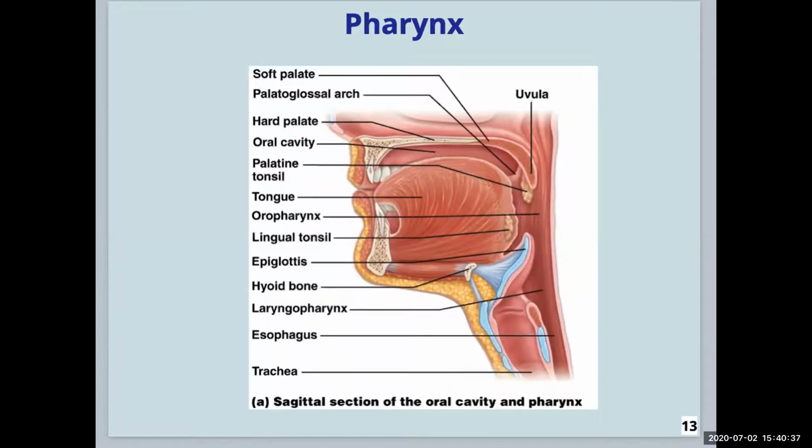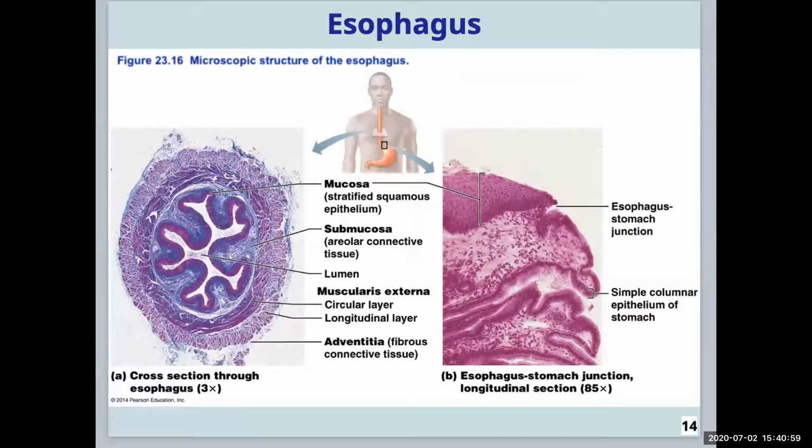So during swallowing, your food is going to pass from the oral cavity backward. Your tongue pushes it backward. Your epiglottis is going to come down and seal off the airway, and the food is going to move into the oropharynx and then through the laryngopharynx and then continue down into the esophagus. Now your esophagus is also lined with non-keratinized stratified squamous epithelium.